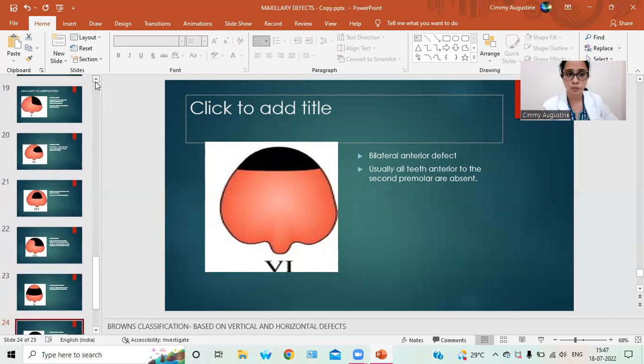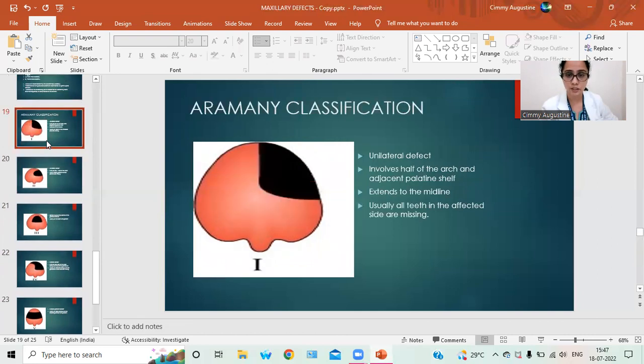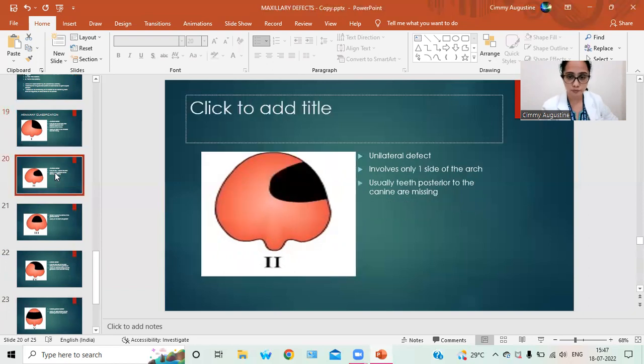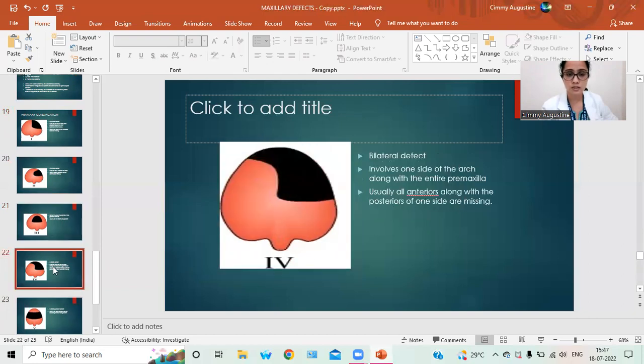So just revising once more. Class 1 is a unilateral defect involving half the arch and the adjacent palatine shelves, and extends to the midline. All the teeth on the affected side are missing. Class 2 is a unilateral defect. All the teeth posterior to the canine are missing. Class 3 is a central defect, that means it involves the center of the palatine shelves. Class 4 is a bilateral defect and it involves one side of the arch along with the entire premaxilla. All the anteriors along with the posteriors of the side are missing.